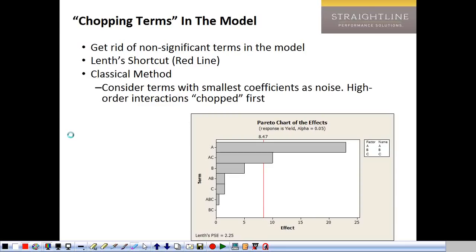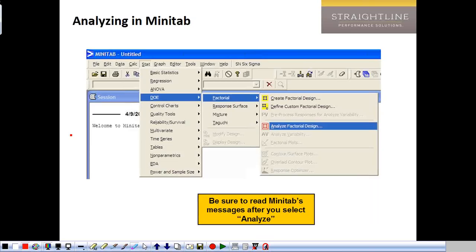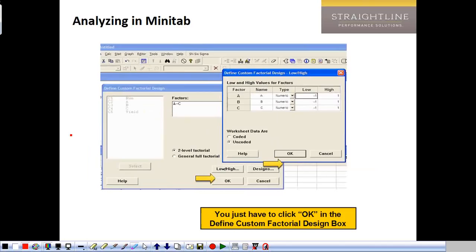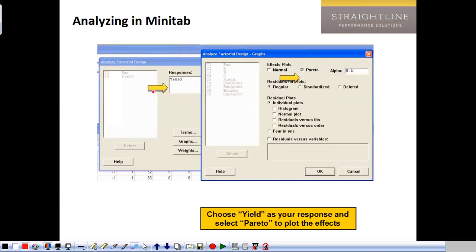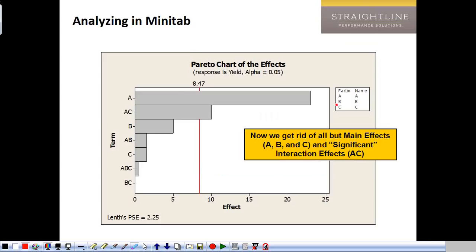We start out with analyze factorial design. DOE factorial, analyze factorial design. We have to bring the data in. We have to code the factors. This time we're just going to leave them as minus ones and plus ones. And then we're going to do the alpha, right, when we do the response. I like putting in 0.1. And there it is. It shows that A and AC are significant. Everything else is not.